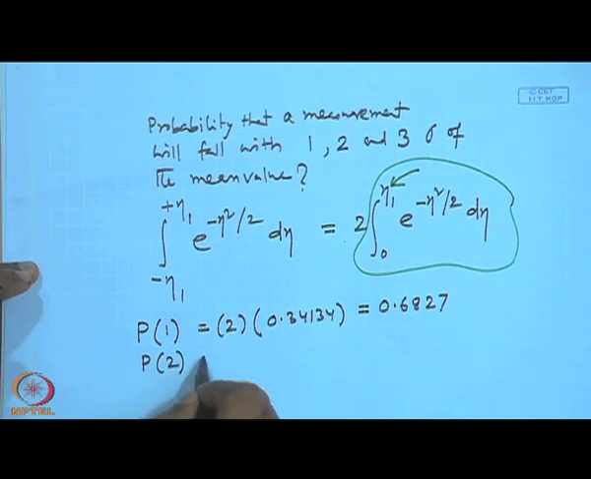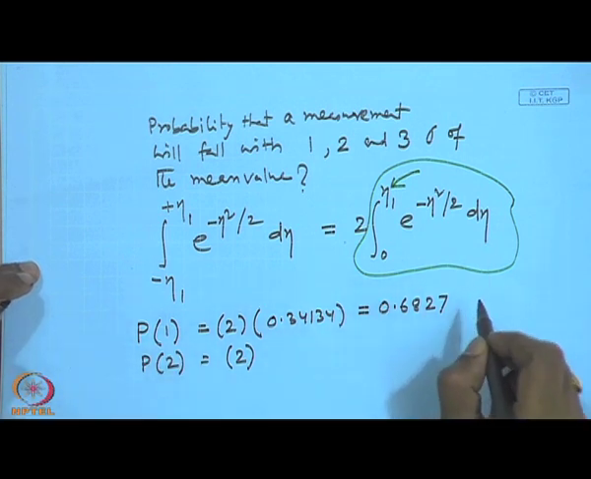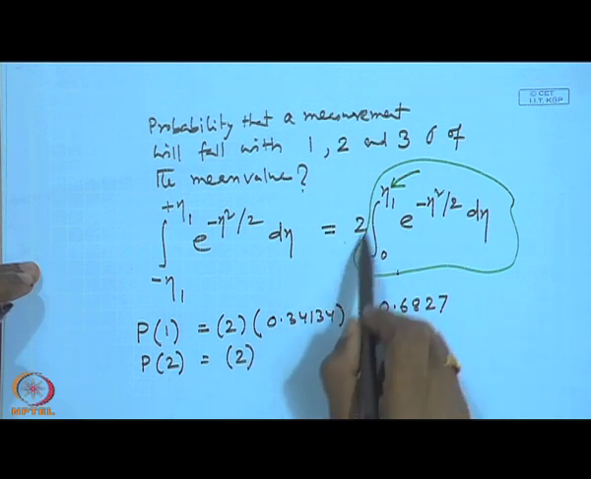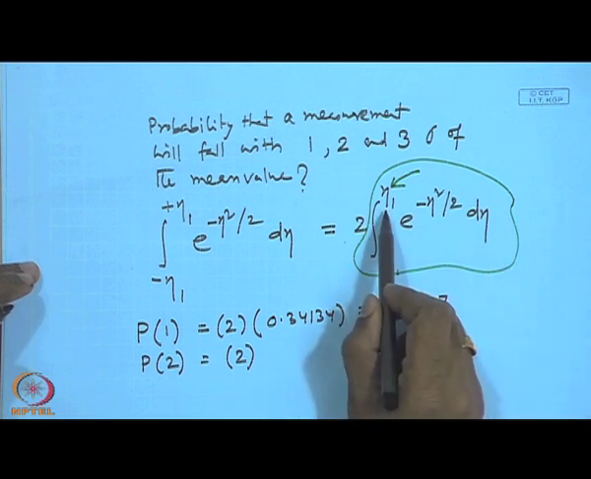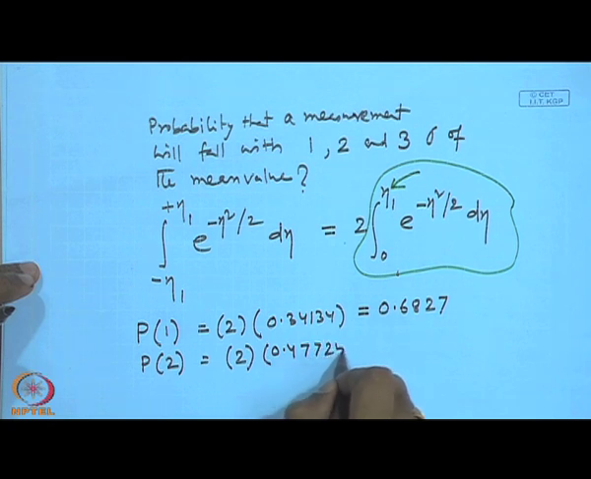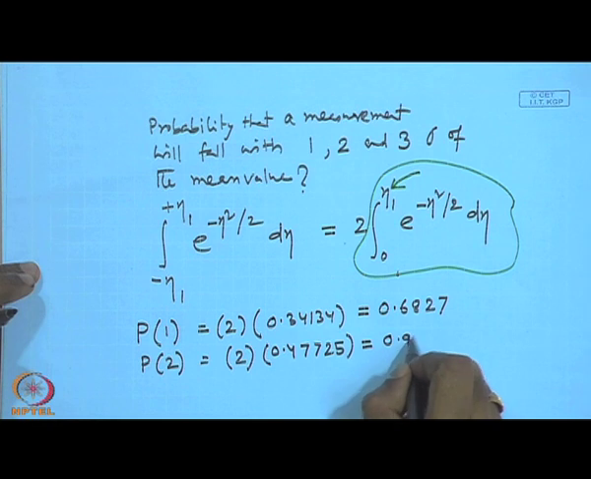Similarly, the probability that a particular measurement will fall within plus minus 2 sigma of the mean value can be computed as 2 into the value of this when eta 1 equal to 2, which can be found from the table, whose value can be obtained as 0.47725. This will be 0.9545.